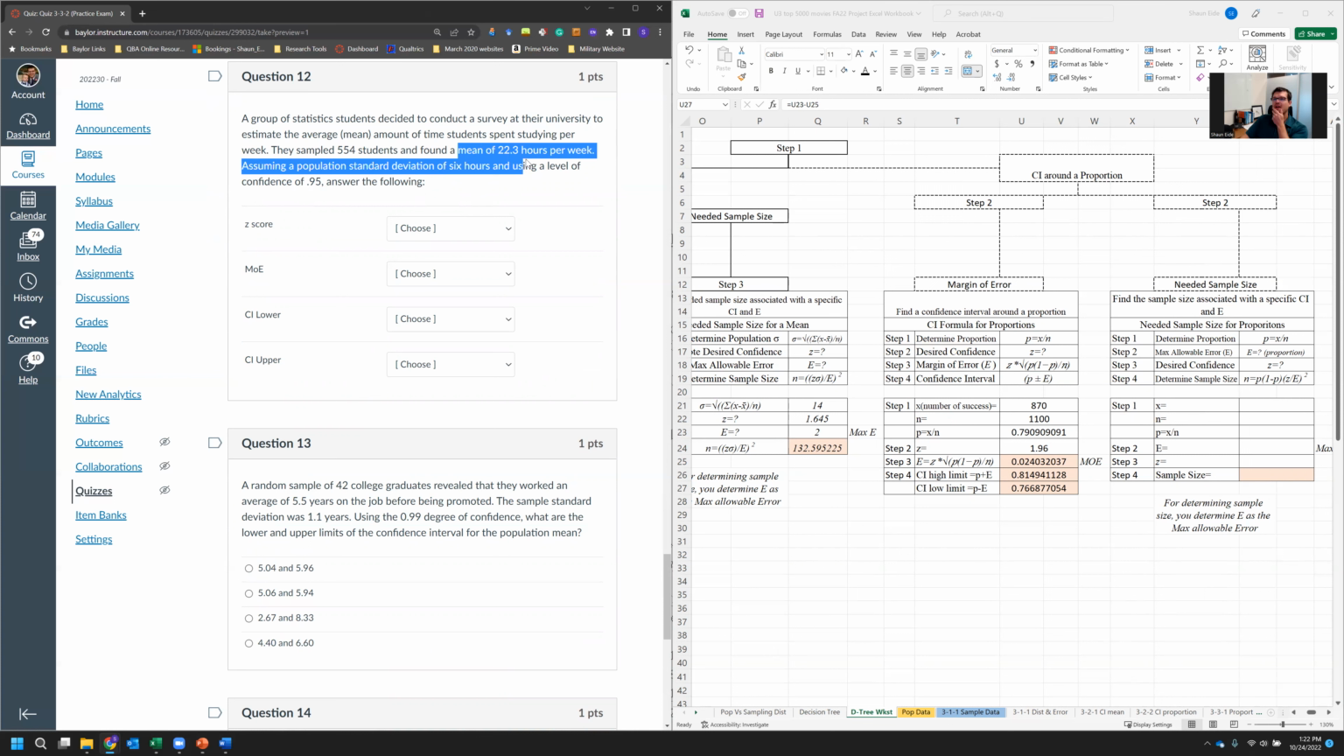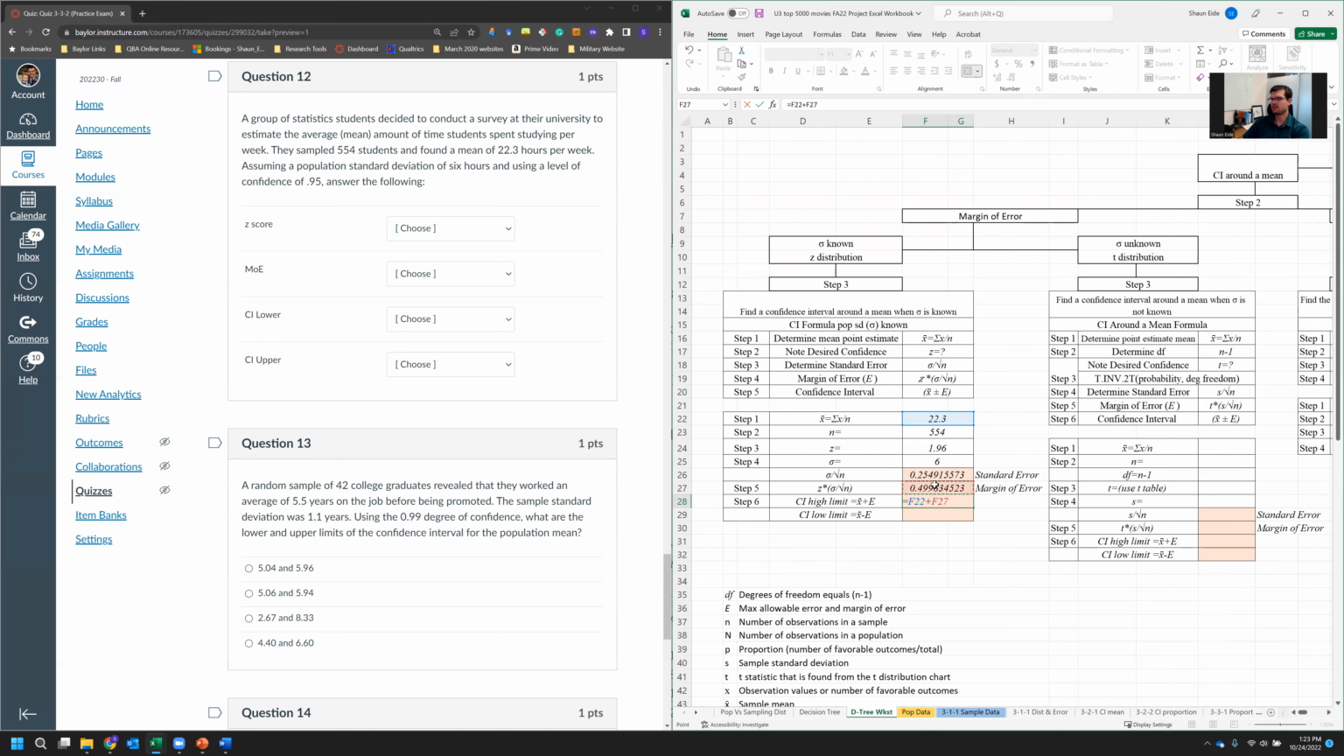And now we're going to calculate 1.96 multiplied by the standard error, which gives you the margin of error. And then the upper limit equals the mean plus the margin of error, and the lower limit equals the mean minus the margin of error. And so we've got your confidence intervals right there. So the z-score is going to be 1.96. The margin of error is going to be 0.499.